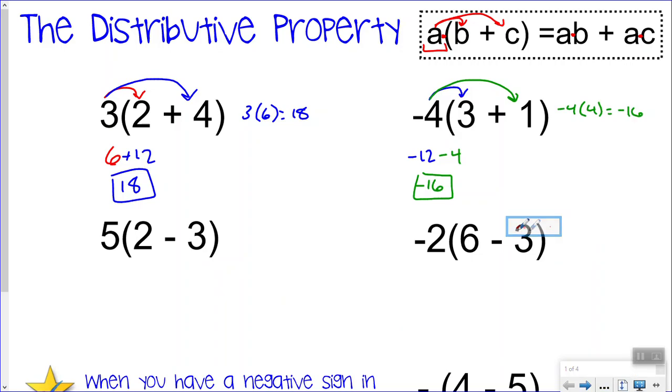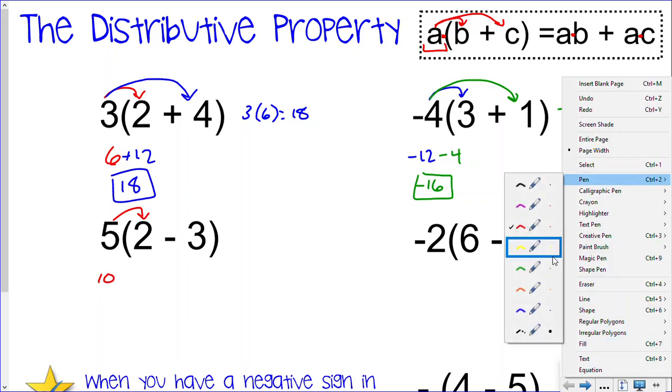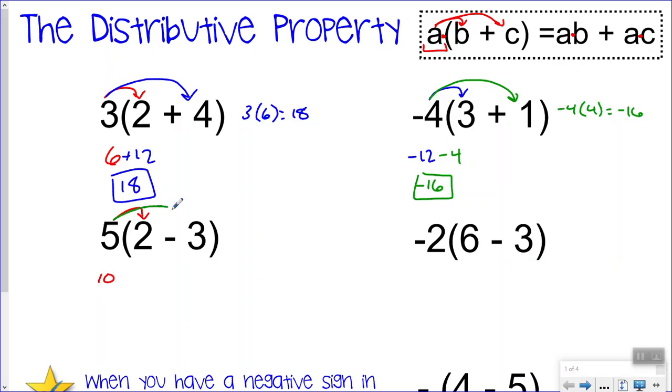Alright. So we're going to try this one out. 5 times 2 is our first multiplication, so that gives us 10. Then we also have to do 5 times negative 3, because remember these signs go together. 5 times negative 3 is negative 15, and 10 minus 15 is negative 5. We can check our work with the order of operations. Inside the parentheses, 2 minus 3 is negative 1, and 5 times negative 1 is negative 5. Go ahead and pause the video and try the last example.